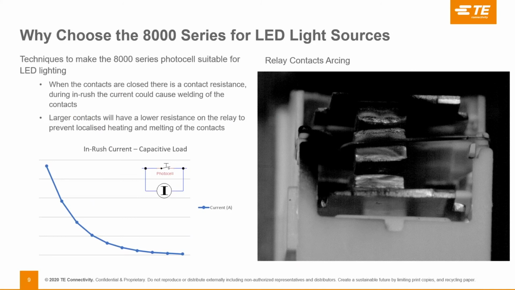Our 8000 series has been designed to prevent this from happening. When the contacts are closed, there will be a point of high resistance. During the inrush of current, this high resistance could cause the contacts to melt and weld shut when the metal solidifies. The 8000 series utilizes a relay with larger contacts. This increases the amount of contact points and in turn reduces the contact resistance, which helps prevent the localized heating and melting of the contacts, which could cause welding.